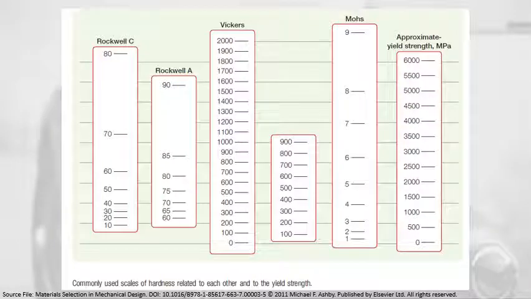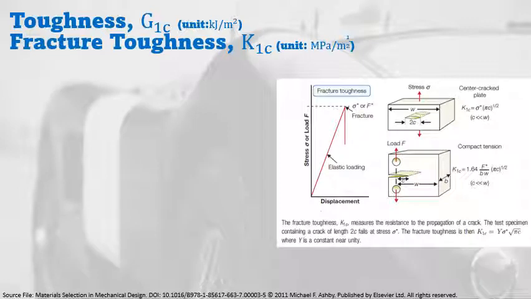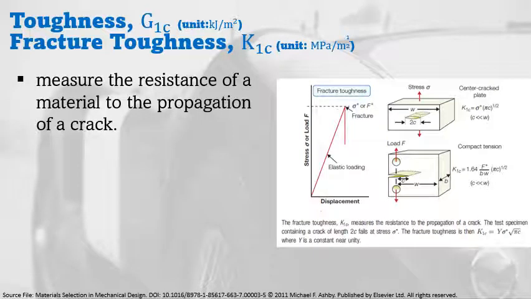In this graph, we can see the commonly used scales for hardness, and they are related to each other and to the yield strength. As you can see here, we have the Rockwell A, Rockwell C, we have the Vickers, Mohs, and also the approximate yield strength. So in this way, we can convert the different measurements of hardness from Rockwell, say for example, to Vickers or to Mohs, and so on. Then we have the toughness and the fracture toughness. It measures the resistance of a material to the propagation of a crack.